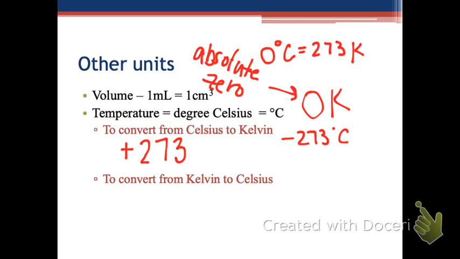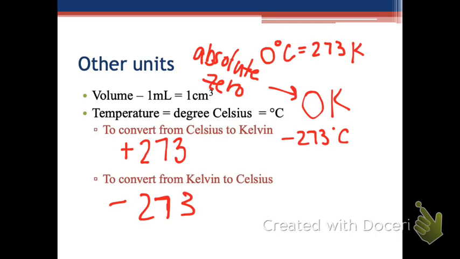Even if the sun were to blow up, I don't know what would happen, but 0 Kelvin would be bad for us. That's what I do know. 0 Kelvin means everything ceased to exist. So if I wanted to go from Celsius to Kelvin, I add 273. If I wanted to go back from Kelvin to Celsius, what do I do? I subtract 273. That number is something that you need to know.